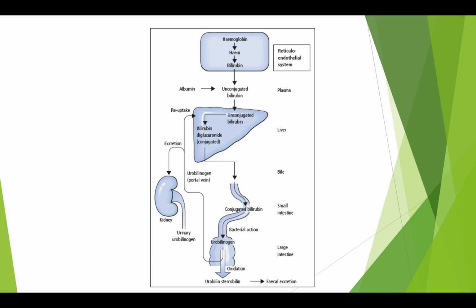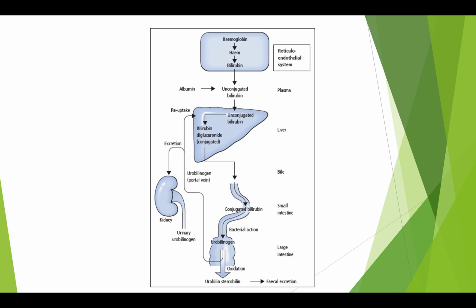Since it's lipid soluble, it will be carried to the liver by albumin. Many molecules bind to proteins, for example albumin. So it will bind to albumin and be carried to the liver. In the liver, unconjugated bilirubin will be converted to conjugated bilirubin by glucuronide transferase. It's an enzyme, glucuronide transferase.